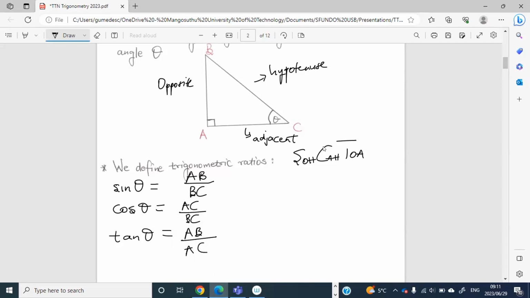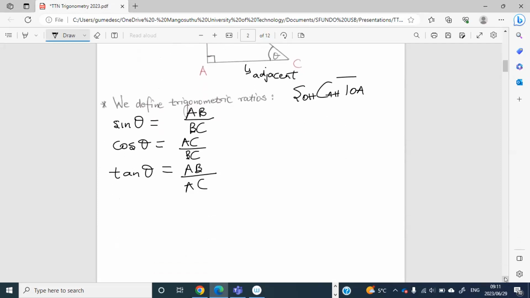In fact, it doesn't matter whether you go to grade 11 or grade 12 or straight to university, you'll be using these definitions. These are very important to remember in a right-angled triangle. And another thing that I wanted to talk about: it's always important to remember the SOHCAHTOA rule.